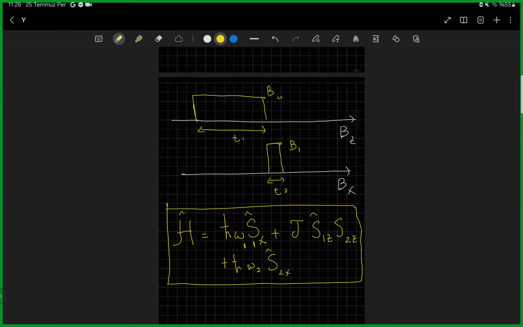So you can do 1-qubit gates and 2-qubit gates. They're very convenient in this scheme.